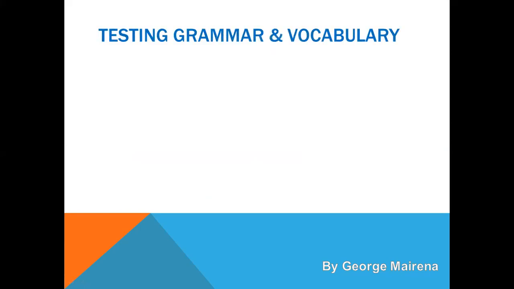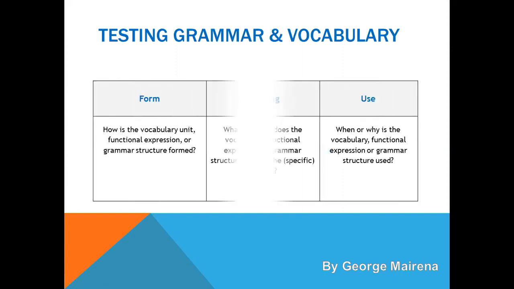So as I told you before, when teaching and testing grammar and vocabulary, we have three ways, right? We have the form, we have the meaning, and we have the usage. So which things are we going to take into account in the form? So as you can see there, how is the vocabulary unit, functional expression, or grammar structure formed? So what does it mean? That the form refers to the visible and audible parts of vocabulary, okay? The functional expression and the grammar unit.